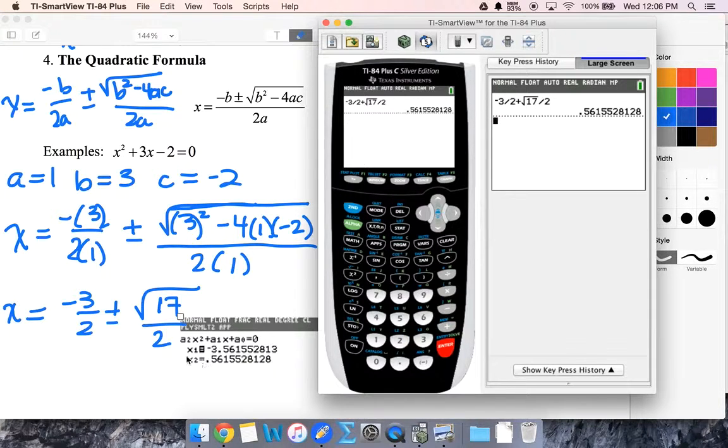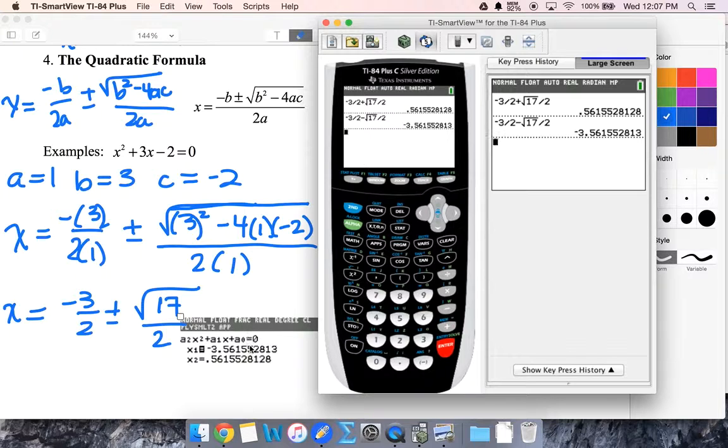And sure enough, that's one of my answers. I can go up and highlight, change my plus to a minus. This time we have to change it to a minus. It's subtraction. It's not a negative number. We're subtracting root 17 over 2. And I get my second answer.